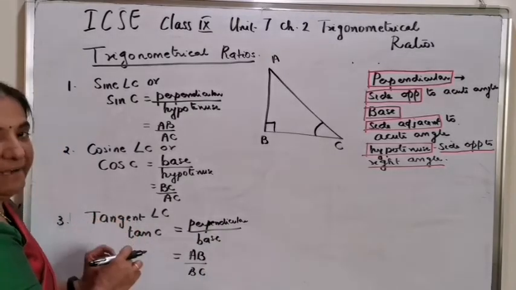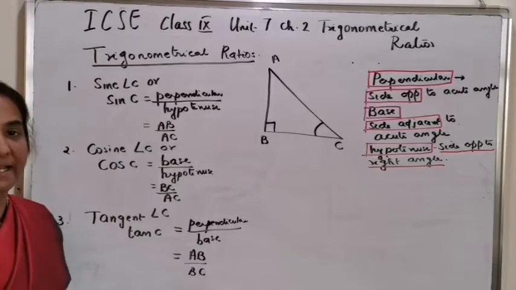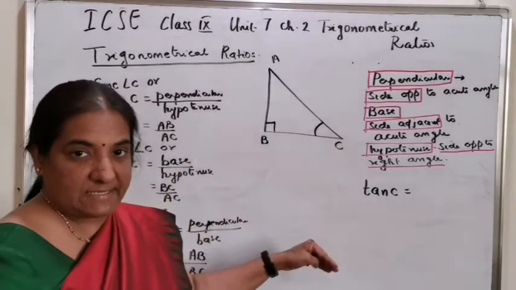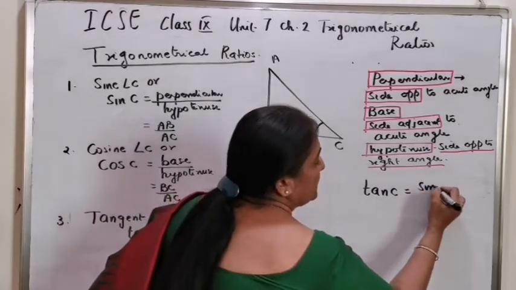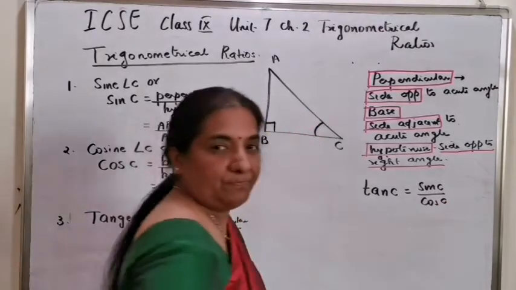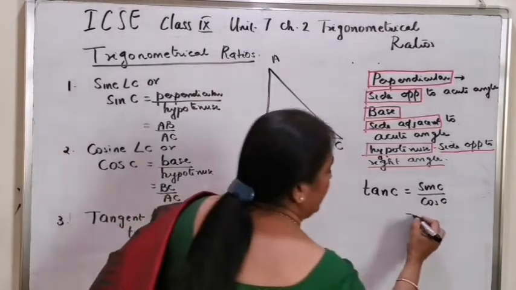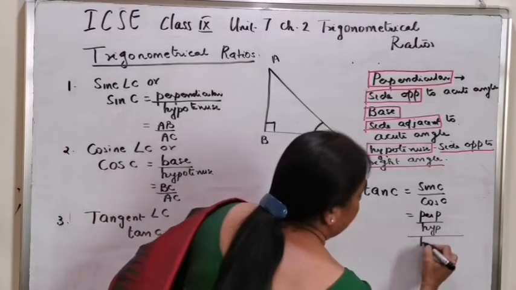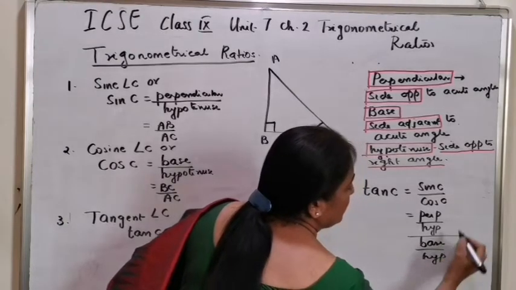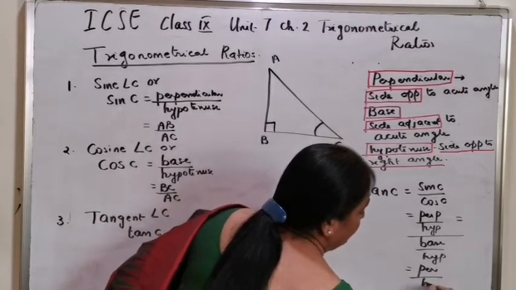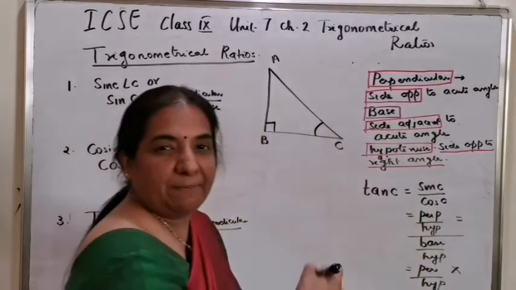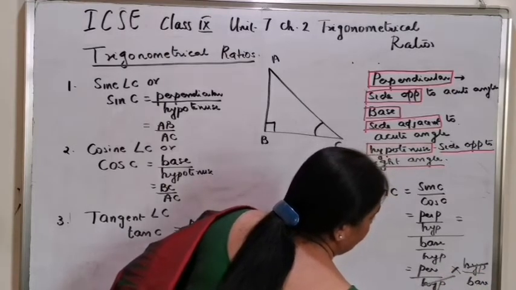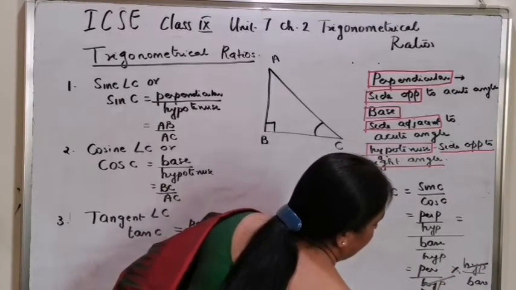That means the tan ratio is related with sine and cos, as the tan ratio is obtained as the division of sine ratio by cos ratio. When you divide it, you can see perpendicular by hypotenuse divided by base by hypotenuse is giving you perpendicular by hypotenuse multiplied by the reciprocal, hypotenuse by base, or the same result as perpendicular by base.